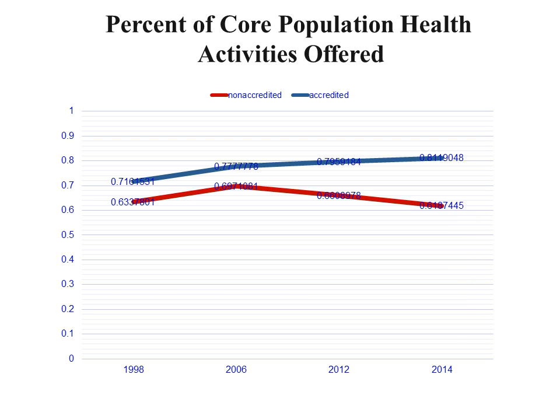You can see that over time the accredited cohort maintains and then slightly increases the percent activities offered. The non-accredited cohort displays a slight increase from 1998 to 2006, and then it displays a reduction in percent activities offered from 2006 to 2014. So really we see a drop-off in the non-accredited bodies and then a slight increase in the accredited bodies.